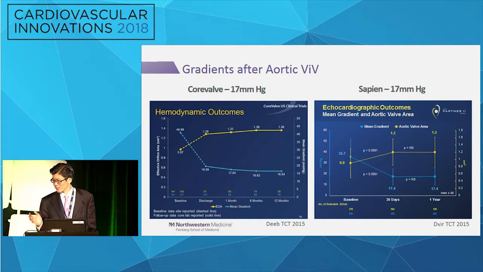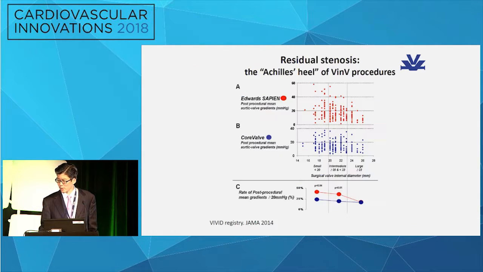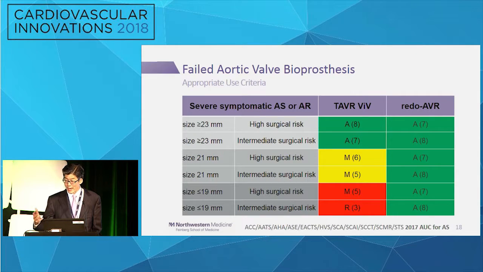No one seems to believe me when I say that, so I have to show this slide. And Danny, it's too bad Dr. Dvir is not here, and it seems to be worse in smaller valves, maybe worse in the Sapien valve. The AUC criteria just came out. Bob Bonow authored this one, and valve sizes are coming into play here, and you see that the default is always redo surgery. That's always a green light. But if you've got a valve 23 or greater, it's probably okay. It's always appropriate, never appropriate for 19 or less, and maybe appropriate for 21.